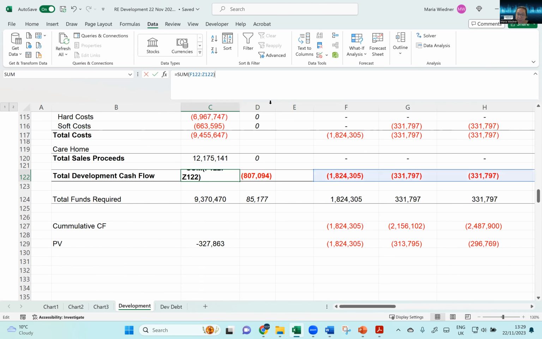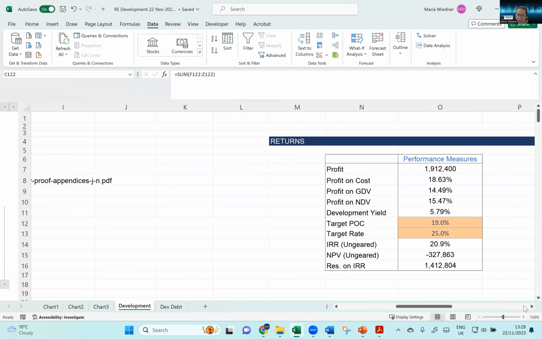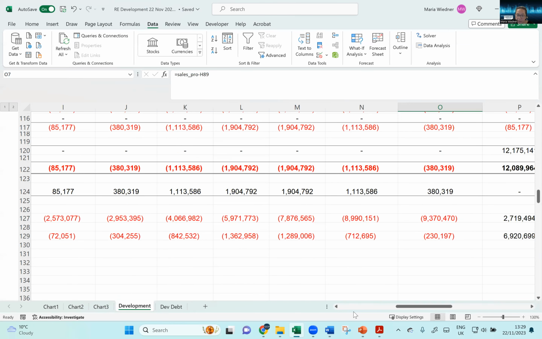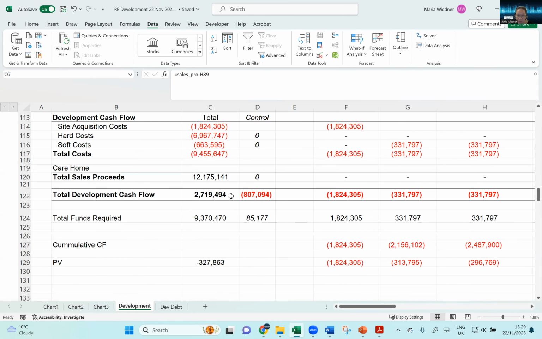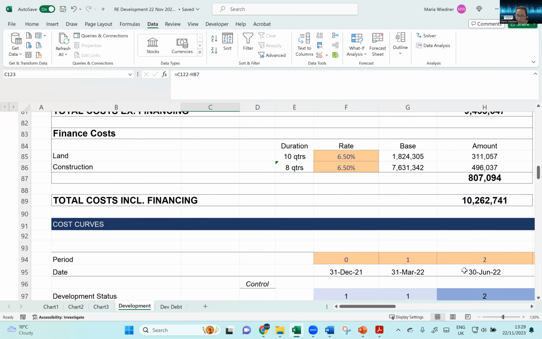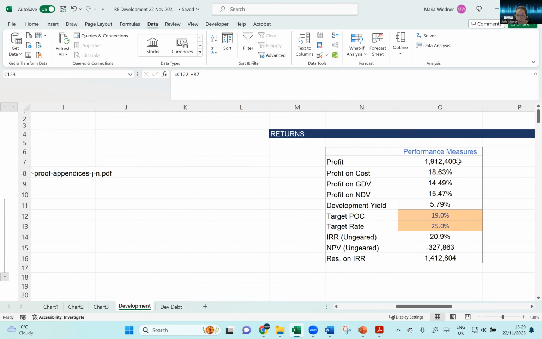With the development cash flow, you can calculate the profit. The profit here is the sum of your cash flows, and it should match the profit plus your finance costs. If you want to check that this profit is working, 2.7 million is the profit, and this should be the same as the profit minus your finance cost. It should be the same, 192. Yeah, so it's the same.